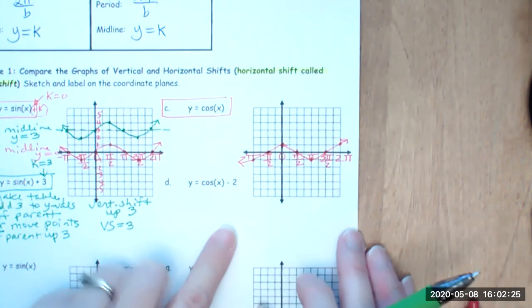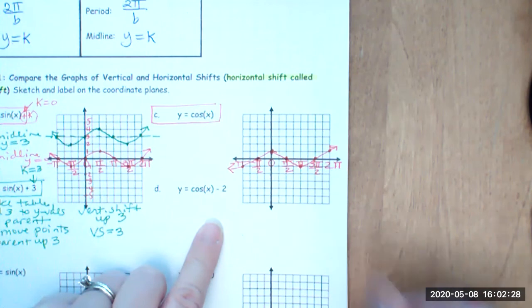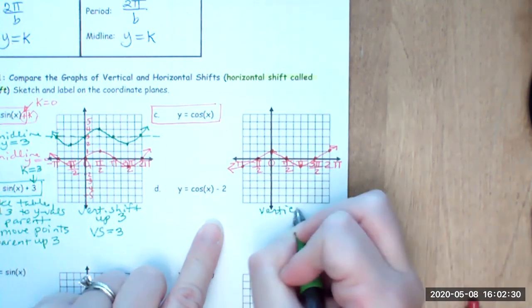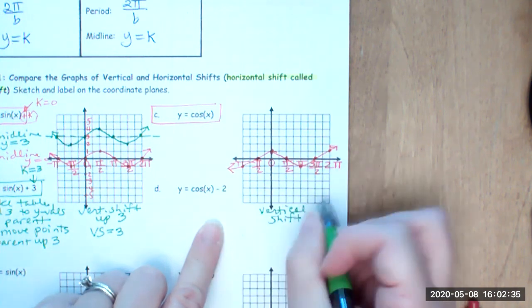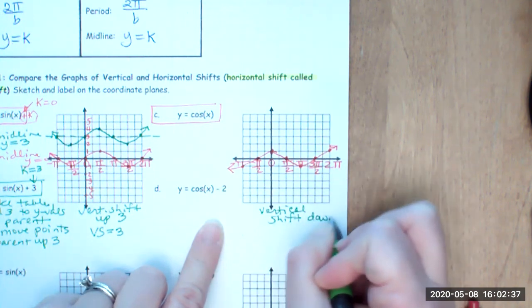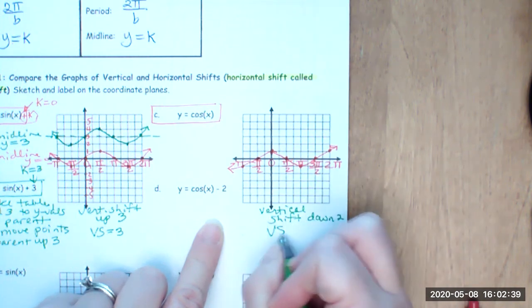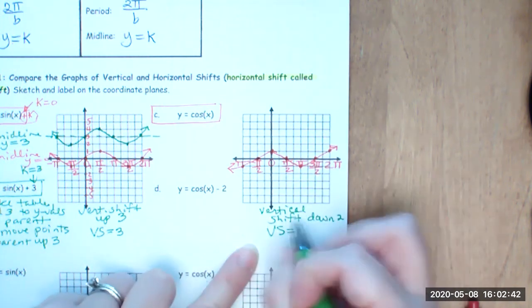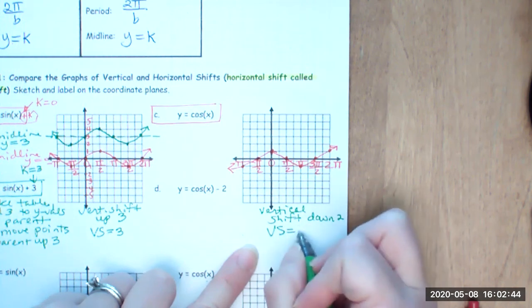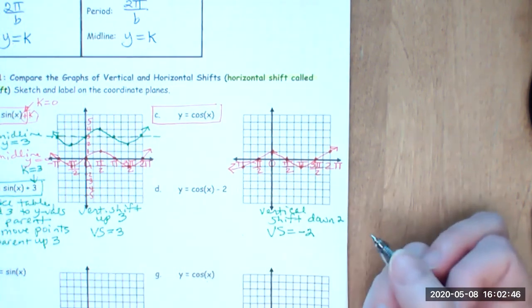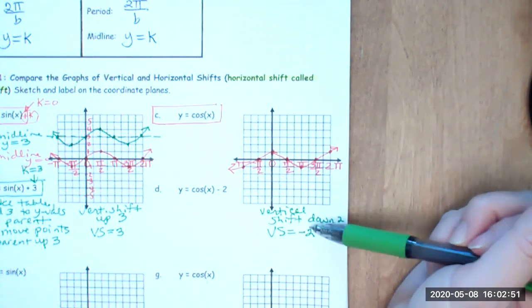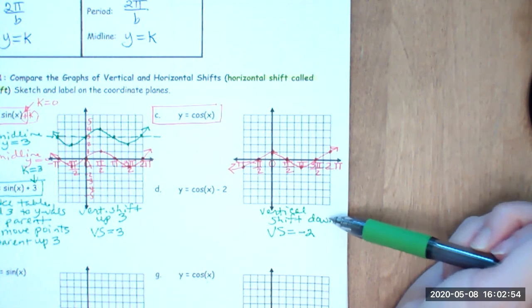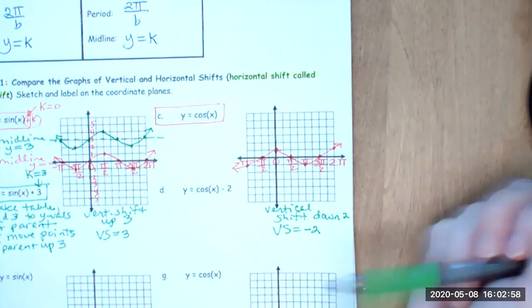And so moving over here, what we have is a vertical shift down 2. And again, sometimes you might see it like this, a vertical shift down 2, meaning of -2. They might ask you to type in on your assignment a vertical shift, either in words saying down 2 or writing it as -2. It means the same thing.